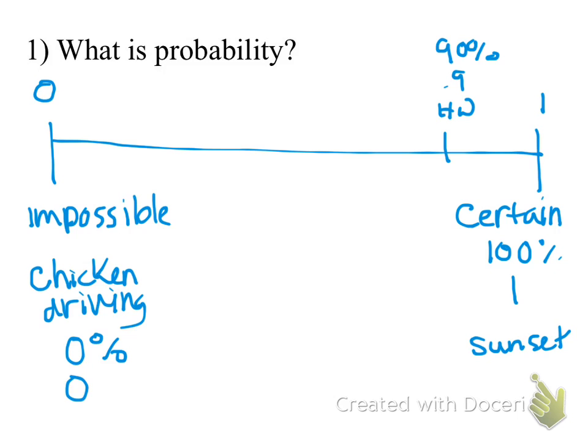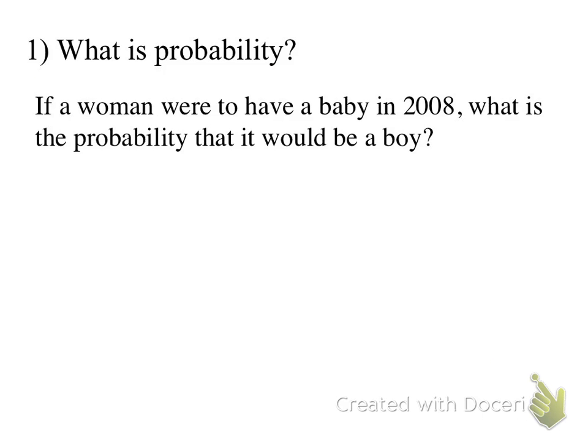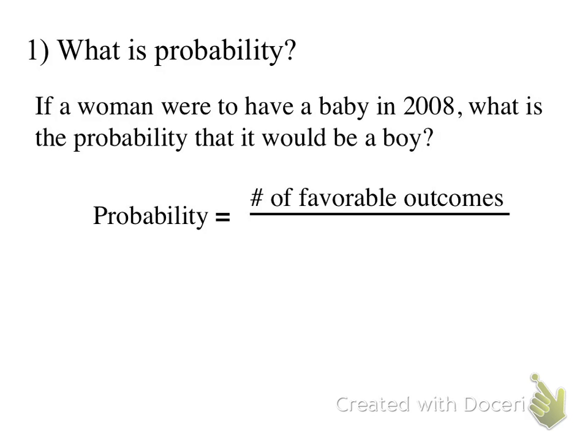When you have a baby, the chance of it being a boy is right in the middle. 0.5 or 50%. So we could express probability as a percent, as a decimal, or as a fraction. That's 0.5. 0.9.